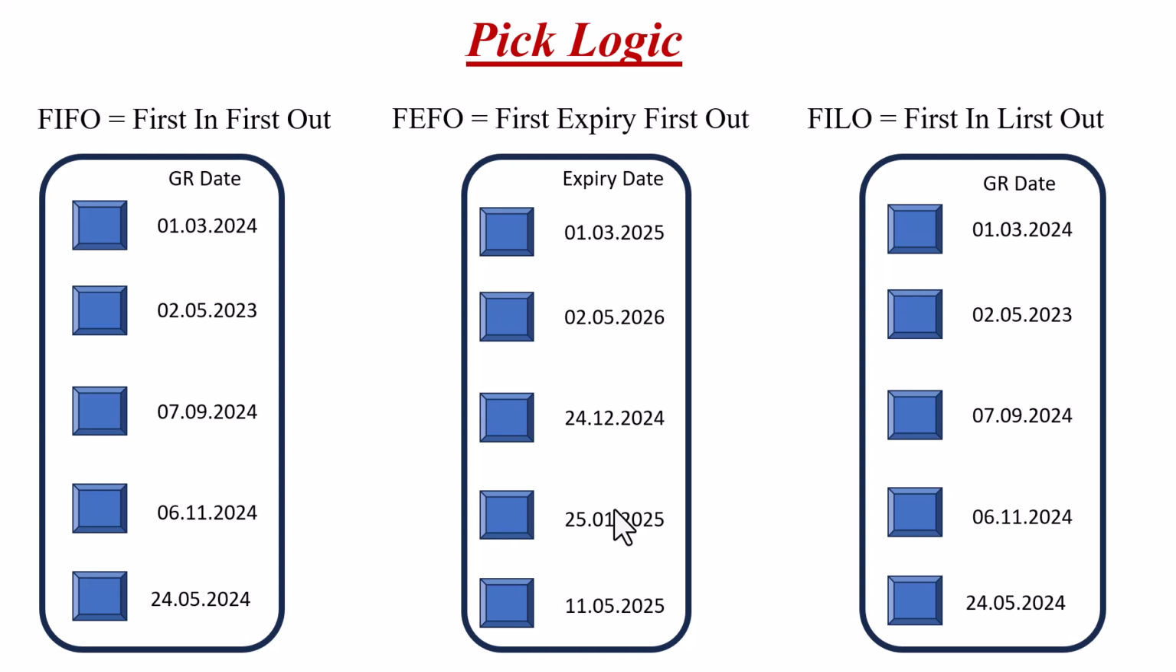So the first logic is FIFO. FIFO is first in, first out. What is first in, first out? It is based on the GR date, where GR date is nothing but the goods receipt date, the date on which we received the goods. So the goods we receive first will go out first. That is the meaning of first in, first out. I have given some GR dates in the leftmost diagram that is working on FIFO. Among these, you can see which one we received first.